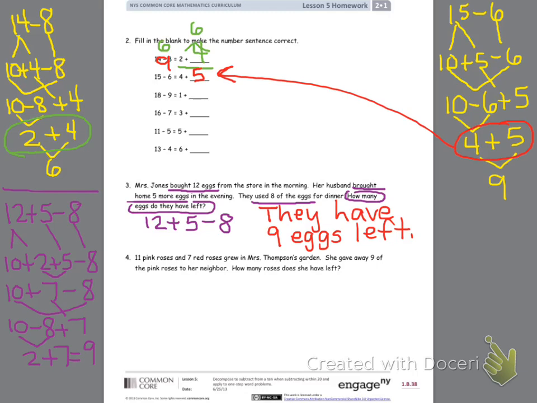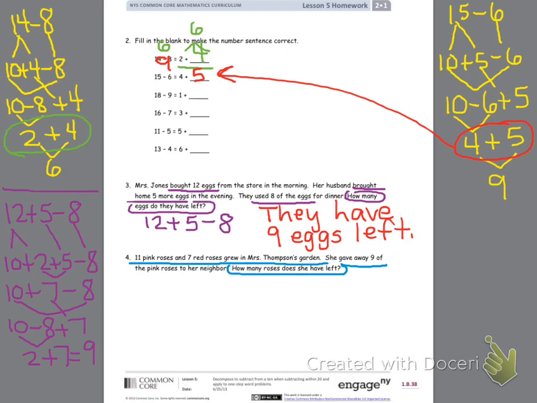For the last problem, we'll just set it up together and then you'll finish answering it on your own. 11 pink roses and 7 red roses grew in Mrs. Thompson's garden. She gave away 9 of the pink roses to her neighbor. How many roses does she have left? Let's underline the important information. 11 pink roses and 7 red roses grew in Mrs. Thompson's garden. She gave away 9 of the pink roses. We're going to circle the question. How many roses does she have left?